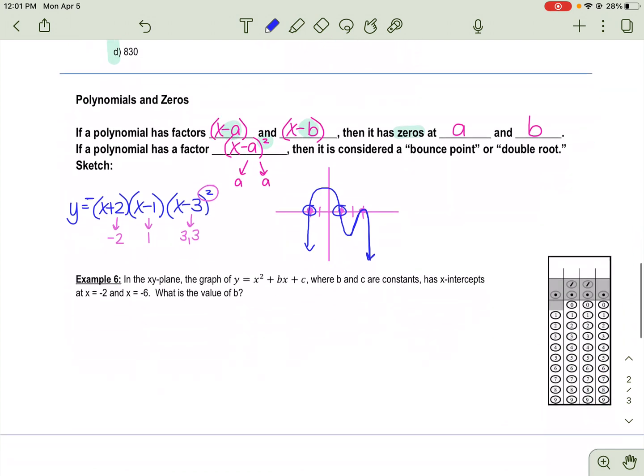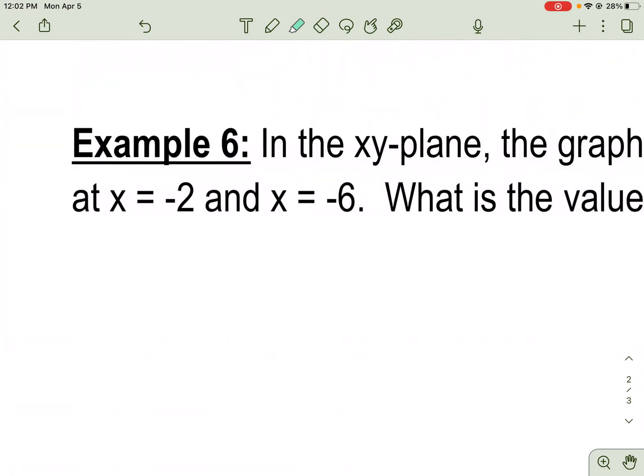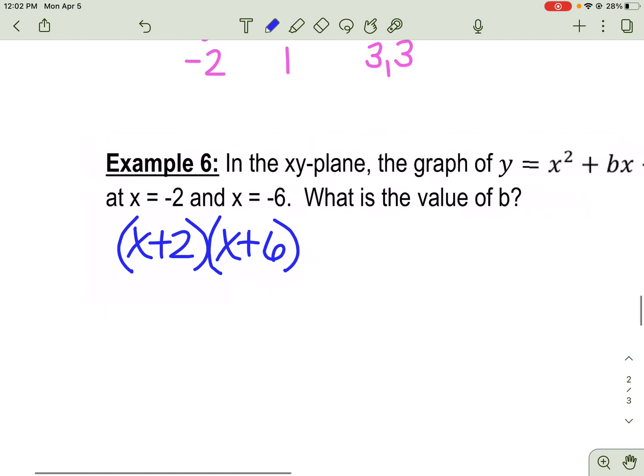Here's an example that deals with polynomials and zeros. In the xy plane, the graph of that quadratic, where b and c are constants, has x-intercepts at -2 and -6. Again, x-intercepts is another way to say solutions. If the solution is -2, x plus 2 is the factor that gave us that solution. If there's a solution at -6, x plus 6 is the factor that gave us that solution.